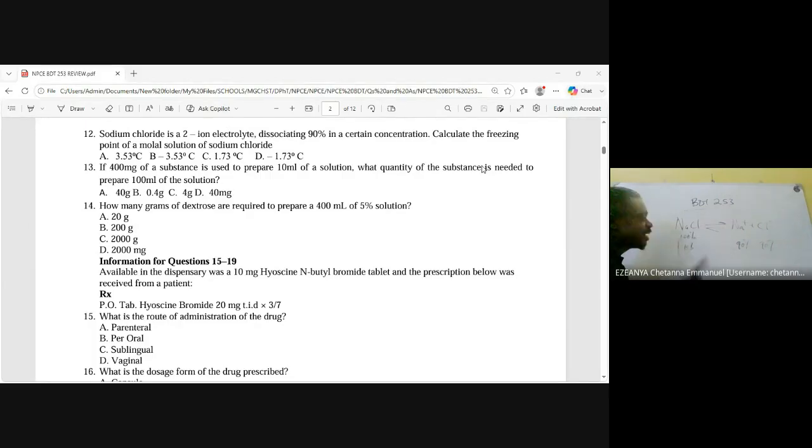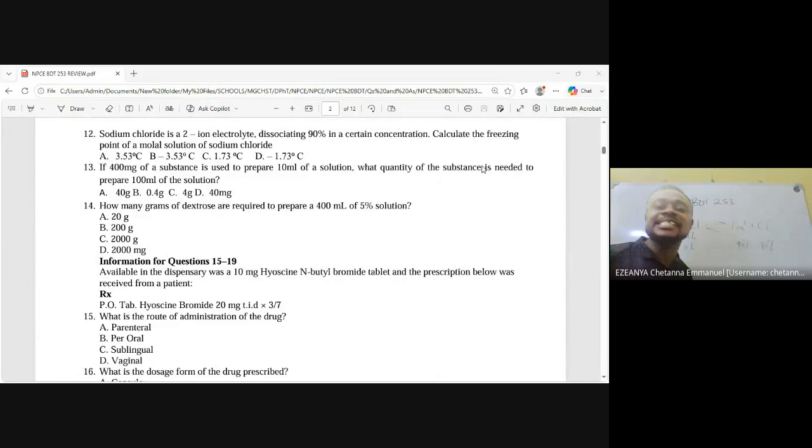Had it been boric acid, it will not dissociate, so it will remain 100%. But because sodium chloride dissociated 90%, 90% of it is here as sodium ion and chloride ion, and 10% is still here. The total particles inside this solution is 10% plus 90% plus 90%, which is 190%.